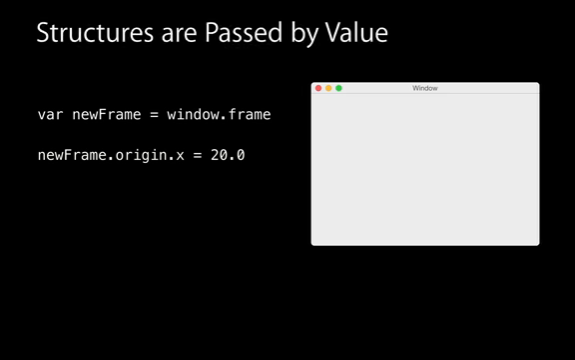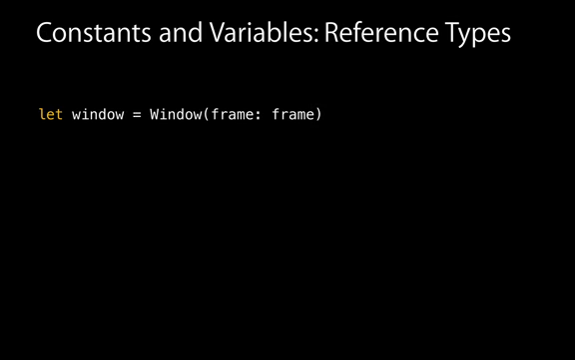So a window's frame is a rectangle, and the rectangle should be a value type, a structure. Structures are passed by value. They're copied around when they're passed around. So we talked about the difference between reference and value types. Let's look at constants and variables with these things in mind.